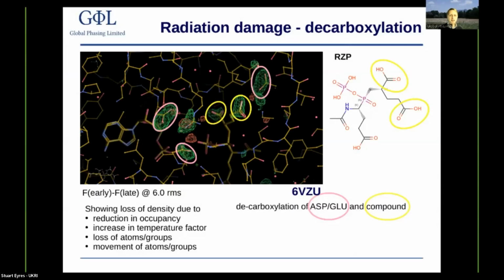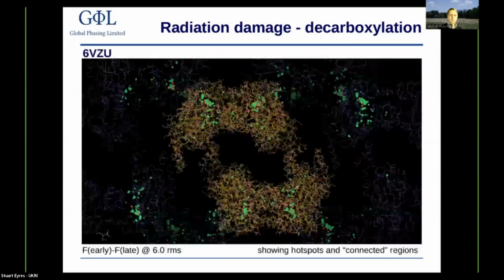We can clearly see radiation damage of several carboxyl groups, Asp and Glu residues lining the binding site, and two of the carboxyl groups of the ligand itself. There's also some interesting difference density on the arginine side chain. This is most likely due to an increase in temperature factor when the surrounding Asp and Glu side chains get damaged. The third carboxyl group of the bound compound seems to be less susceptible to radiation damage than the other two.